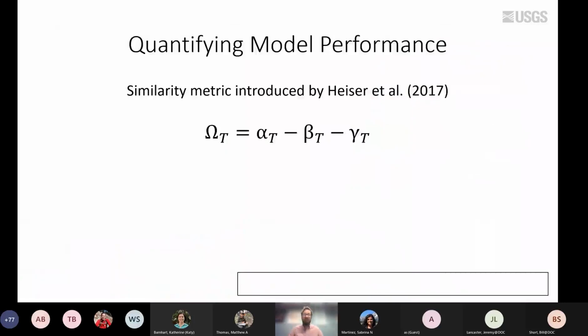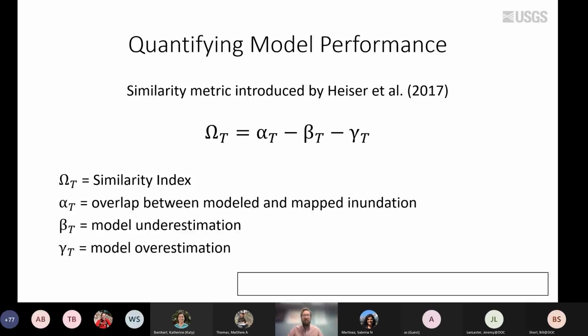So how do we quantify model performance? Well, if we consider the extent of inundation, we quantify model performance by comparing the modeled extent of inundation with the mapped extent of inundation. And we do so using a metric introduced by Heiser and others in 2017 that's represented here by omega sub t, which I'll refer to as the similarity index. So the similarity index is composed of 3 variables, alpha, beta, and gamma, which represent overlap between modeled and mapped inundation, model underestimation, and model overestimation, respectively. Now, the similarity index is bounded between -1, which represents a total misfit between mapped and modeled deposits, and +1, which represents a perfect fit, regardless of model domain.